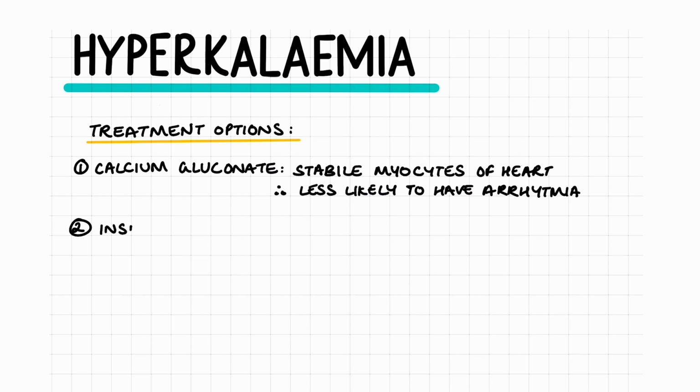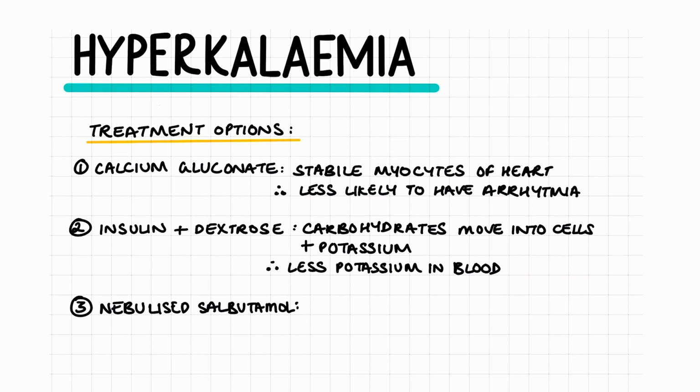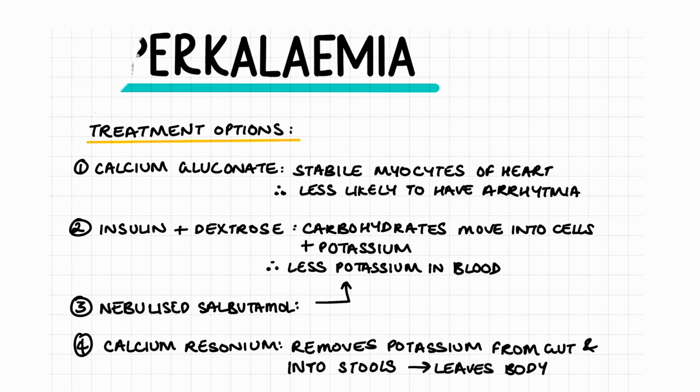Insulin with dextrose infusion helps to move carbohydrates into the cells during this. The potassium is then taken into the cell and therefore reducing the amount of potassium in the blood itself. The insulin used here is Actrapid, 10 units, and dextrose 50 ml of 50%. Nebulized salbutamol acts in a similar way. Oral calcium resonium removes potassium from the gut and into the stool, and hence removes potassium from the body altogether, but this can take slightly longer, so it's reserved for milder cases.